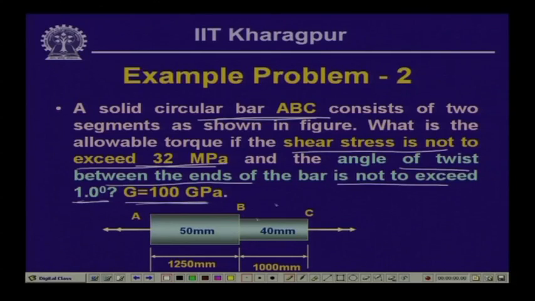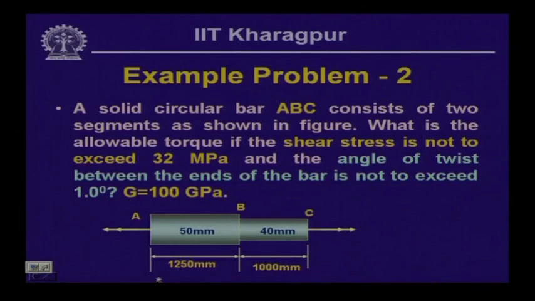Now, here we have one constant torque T, which is acting in this. So, this is the positive twisting moment, and we have two segments which are of diameter 50 millimeter and 40 millimeter. So, shear stress we will have to compute, which will definitely correspond to the lower diameter, but it should not exceed 32 MPa, and angle of twist should not exceed 1 degree, which will be a combination of theta for the two. Now, let us look into the value of this.